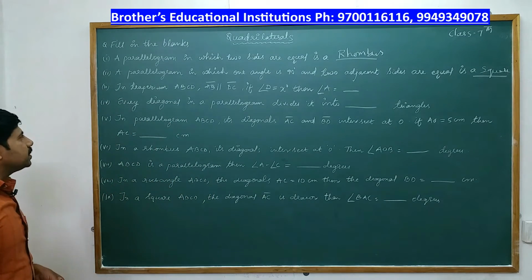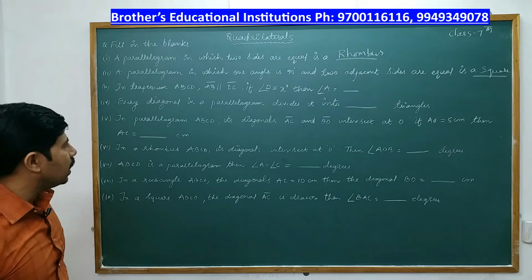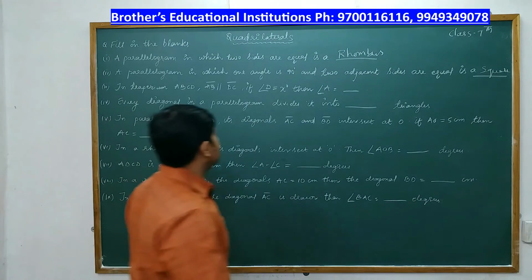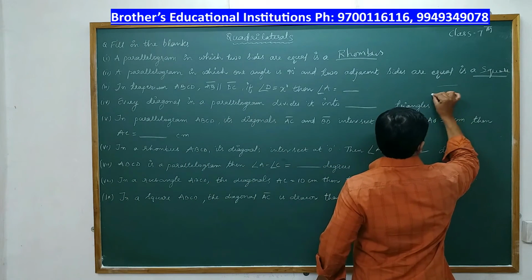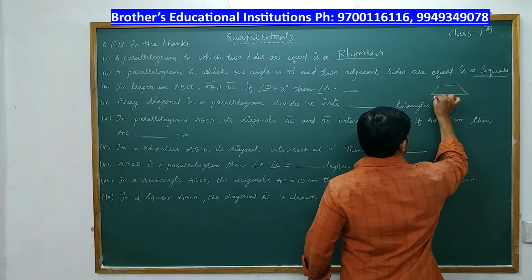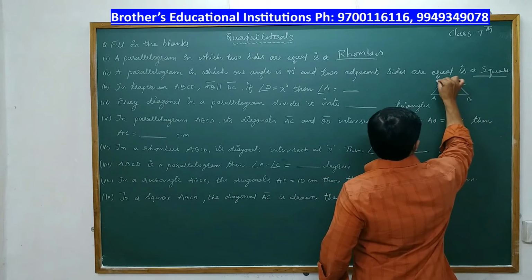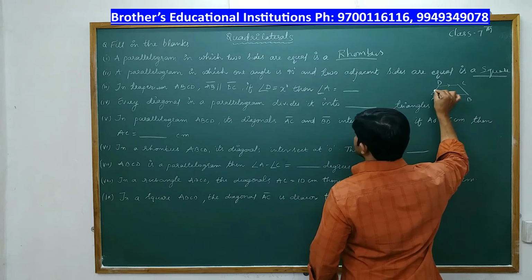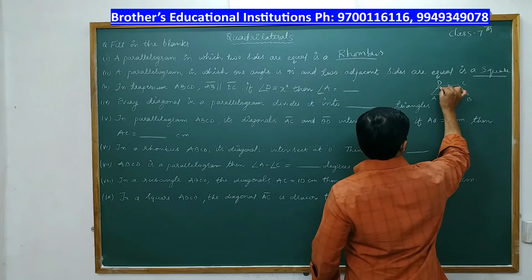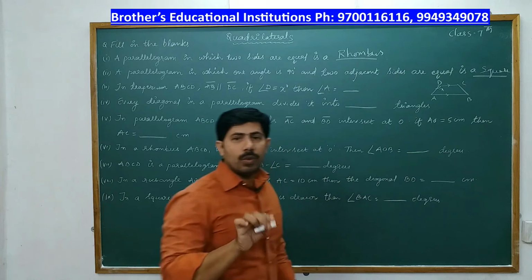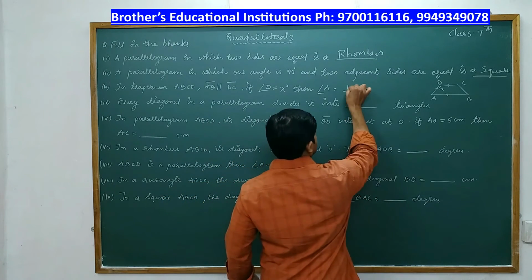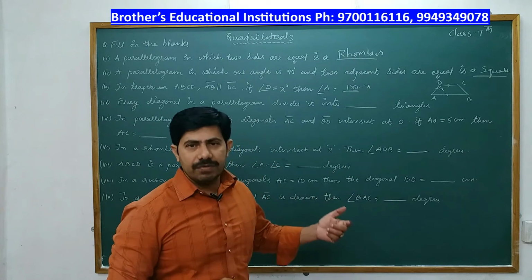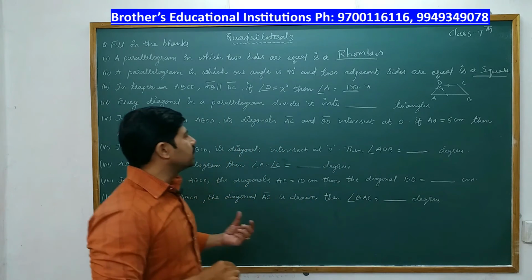Then in a trapezium ABCD, AB is parallel to DC, angle D is equal to X, then what is angle A? Suppose you draw a trapezium ABCD. In this trapezium, AB is parallel to DC, angle D is X. Then angle A will be 180 minus X, because the sum of adjacent angles is 180 degrees. A plus D is 180, so A is 180 minus X.